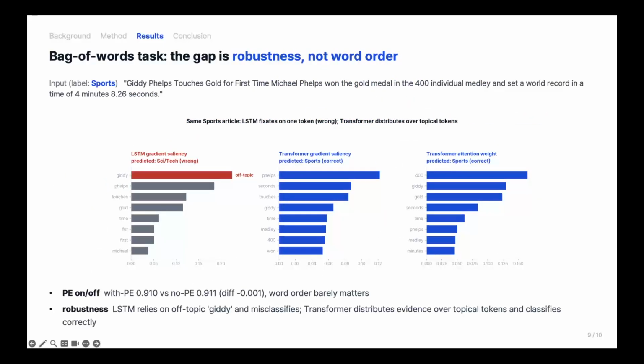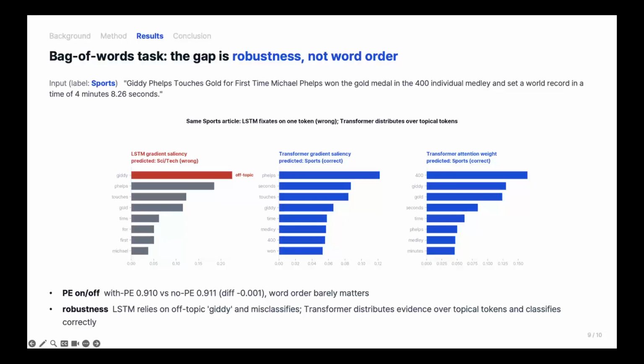I probed the mechanisms directly. Removing positional encoding left accuracy unchanged, 0.910 versus 0.911. So the task is essentially bag of words. Word order barely matters. Then on one sports article, I compared which tokens each model relied on.